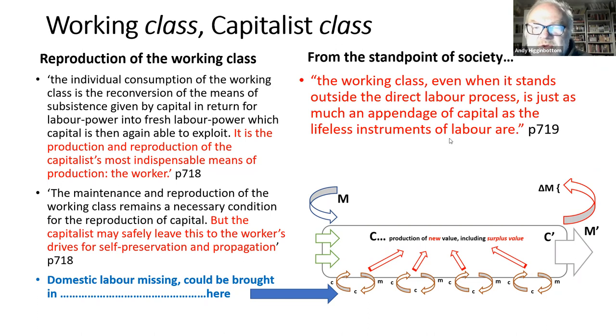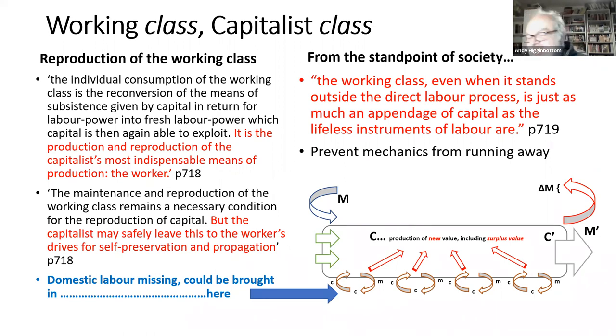So Marx is pointing out that from the standpoint of society, there's no question that the working class is needed, right? The working class, even when it stands outside the direct labor process, is just as much an appendage of capital as the lifeless instruments of labor are. He gives an example where, when the cotton famine was on because of the Civil War in the United States, there was a lack of cotton, and workers were out of work in Lancashire and Cheshire. But the English ruling class made sure that the workers couldn't run away, because they wanted to make sure that when the cotton became available again, the workers would be there to keep on producing.